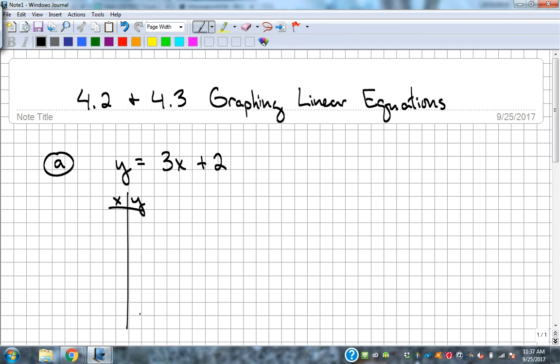So you're going to pick some x values, and because the number in front of x is not a fraction, it really doesn't matter which ones I pick. So I'm going to pick that standard set. When it's just integers here, I'm going to pick that standard set from -2 to +2. That gets me the 5 ordered pairs that I want.